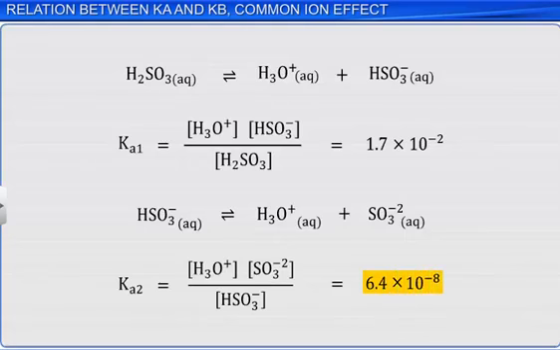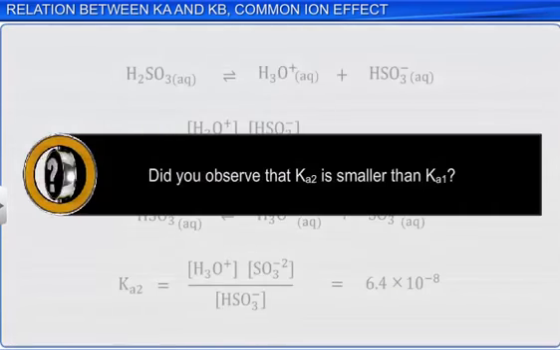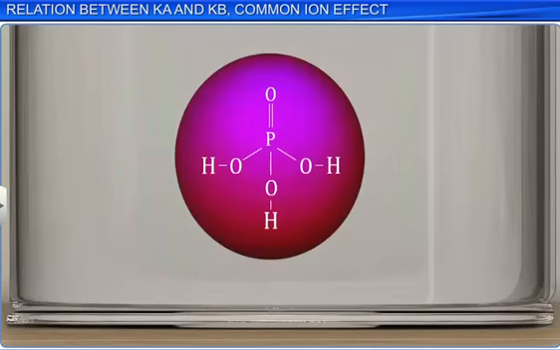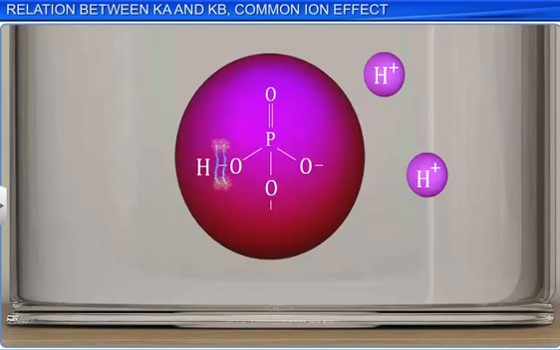Did you observe that Ka2 is smaller than Ka1? For any polyprotic acid, the first proton is lost easily, while the last proton can be removed with great difficulty. It can be seen that the second proton has to be removed from a negatively charged species.